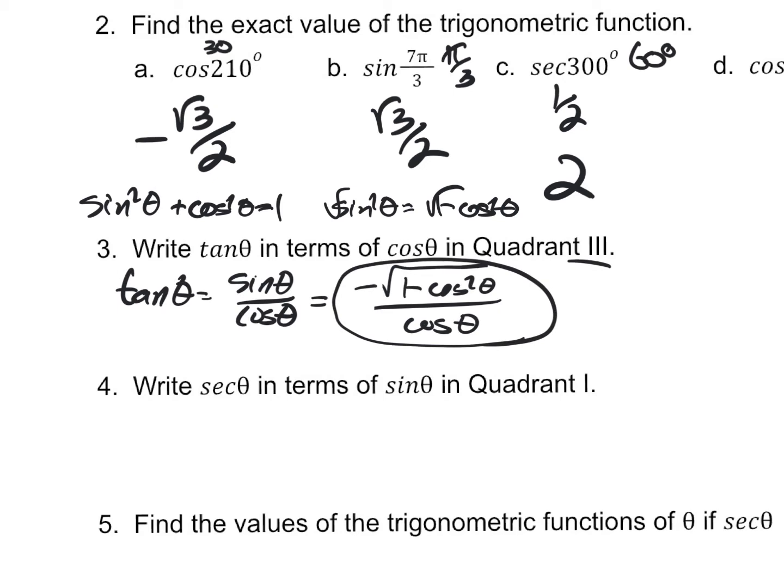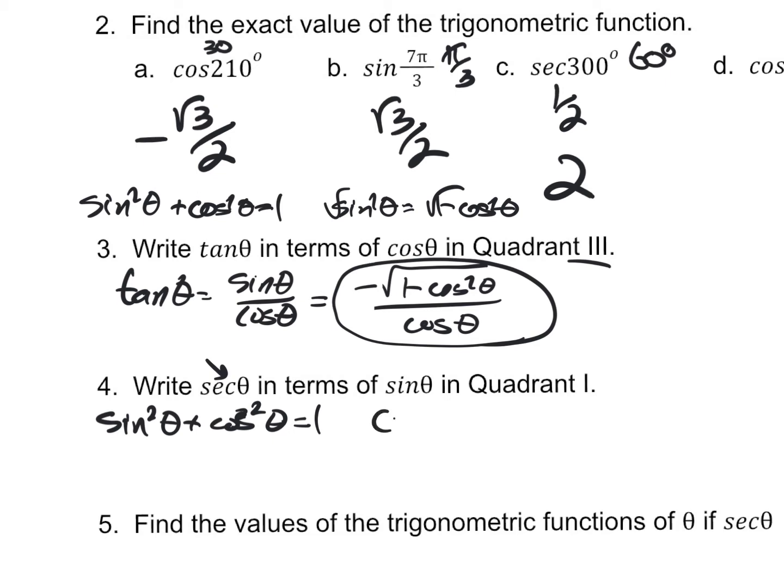All right, number 4, write secant in terms of sine. All right, so I'm going to go back to that first thing I just did. Sine squared plus cosine squared, I forgot the S, is 1. And the reason I'm doing it this way is because secant is reciprocal of cosine. So what I'm going to do is solve this for cosine and then just do the reciprocal.